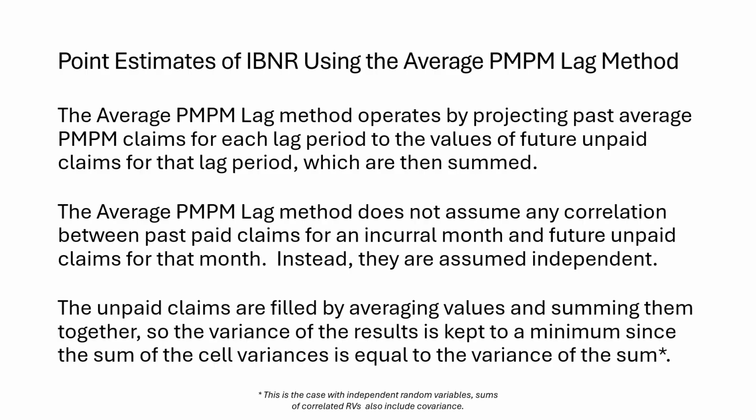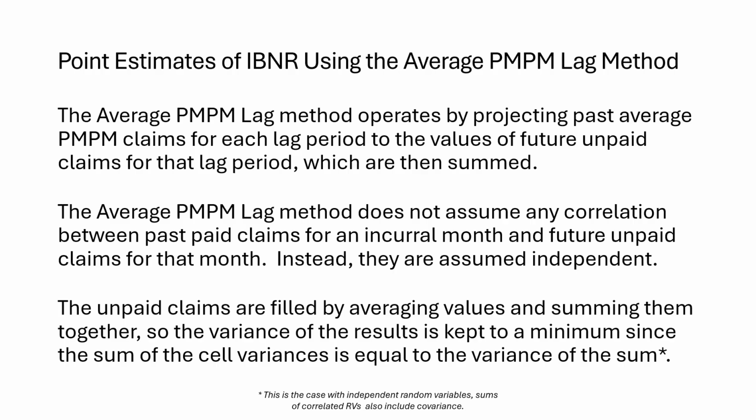In this next section, I will show a step-by-step example of the calculation of IBNR amounts using the average PMPM lag method. This example is only one version of the approach, with many variations possible to suit the available data and needs of the individual user. Some of the steps may be adapted or even omitted to simplify or to enhance the calculation.